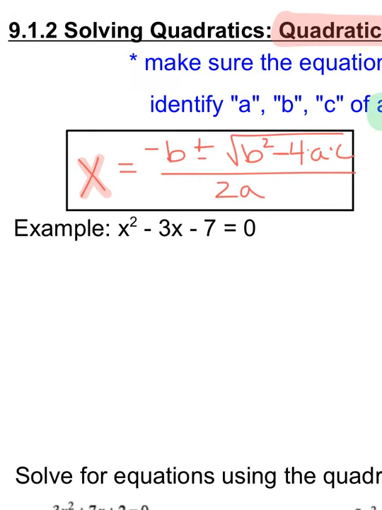So the song goes like this. X equals negative b plus or minus square root b squared minus 4ac all over 2a.